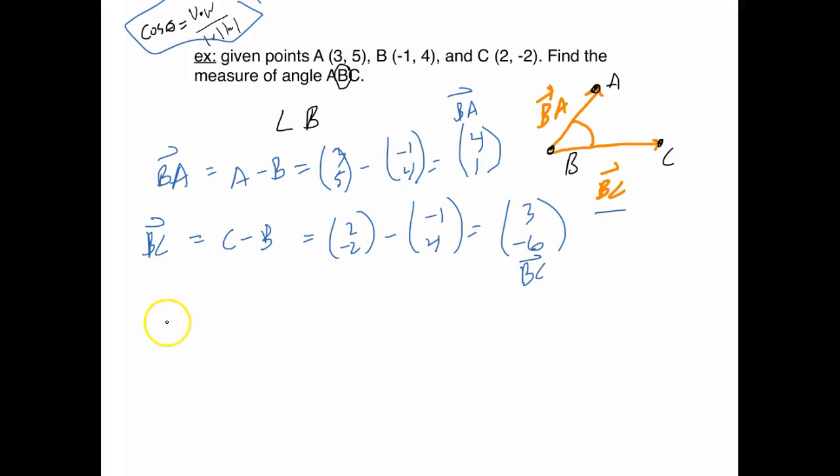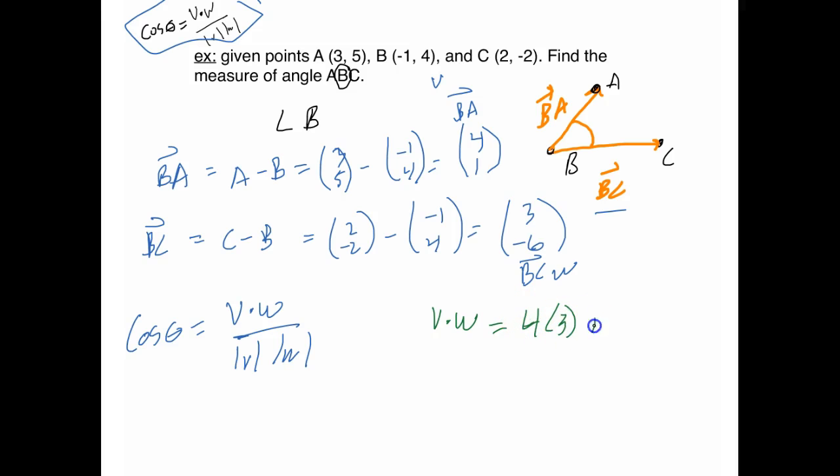Now I can use the formula cosine theta equals v dot w over magnitude of v times magnitude of w. Where one of these is v, one of these is w, doesn't matter. Right, so now we just gotta fill out that formula. So let's do the dot product. So again, you just multiply the corresponding parts. 4 times 3 plus these two, 1 times negative 6. And I get 12 plus negative 6, which is just 6.